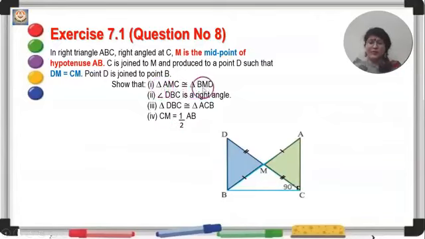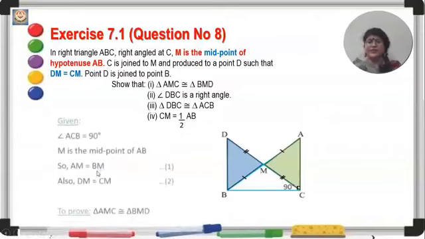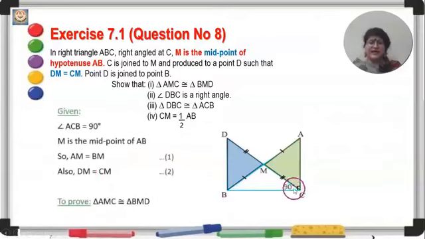So what we will do is one by one we are going to prove them in different parts. So I will take this as part 1. I've taken this as part 2, part 3 and part 4. So let us mention first what all is given. It is given that angle C is 90 degree and M is the midpoint of AB and the meaning of that is AM congruent to BM and I've numbered that as 1. Also DM congruent to CM which I've numbered as 2. It is not necessary to number them out here. Okay. To prove, this is the first part.